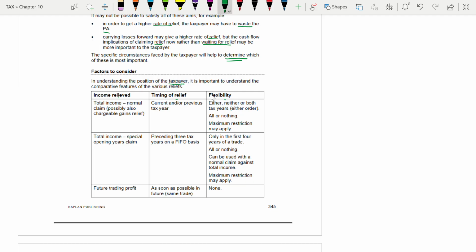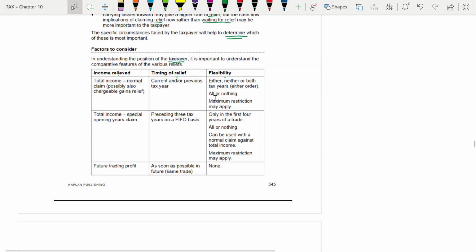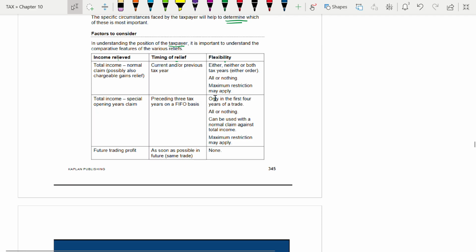Income relief, total income minus normal claim. Timing of relief, current year or previous year. Flexibility: you have maximum restrictions that may apply, how much you can take during that particular time. Now there are different options. Total income minus special opening year claim is there. Preceding 3 years FIFO is there.